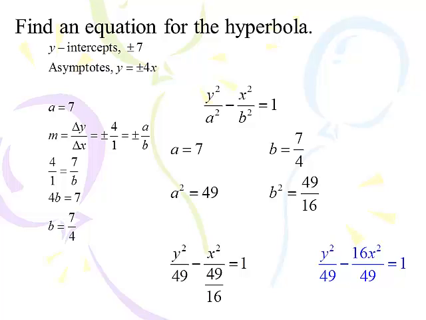So this is y squared over 49 minus x squared over the fraction 49/16. We don't like that though. So the final answer is there in blue: y squared over 49 minus 16x squared over 49 equals 1. There you go. So you determine whether it's going to be B over A or A over B after you determine whether the vertices are going to be horizontal or whether the vertices are going to be vertical.